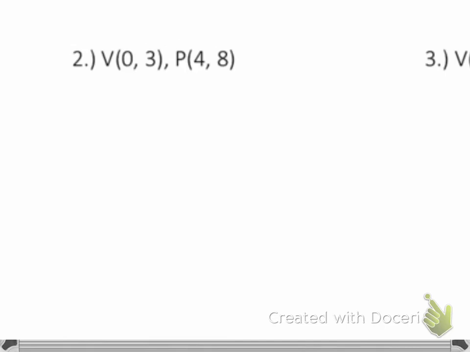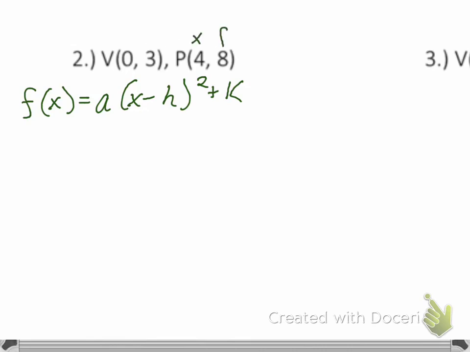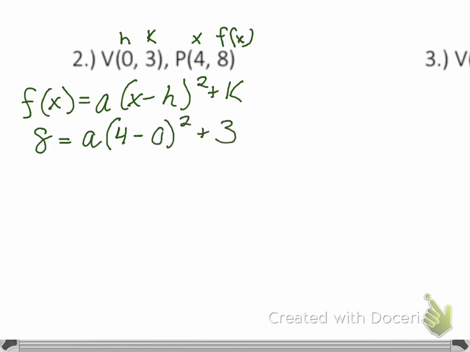Okay, so for number 2, let's start with our function form. f of x is equal to a times x minus h squared plus k. So maybe another strategy is, the given point, this is my x and this is my f of x. And then my vertex is h and k. So now that I see it above it, I can plug it in. So f of x is going to be 8. I don't know a. x is 4, h is 0, and k is 3. That was kind of easier.